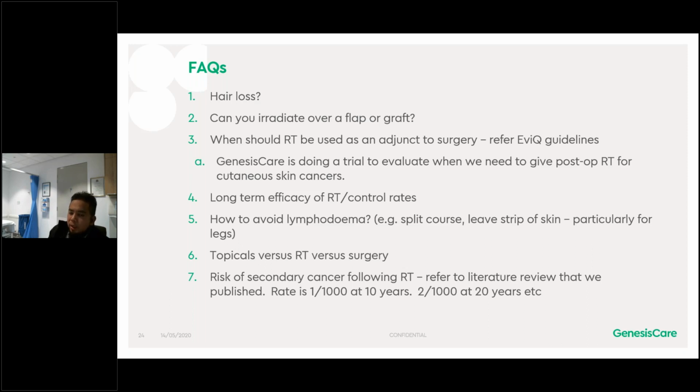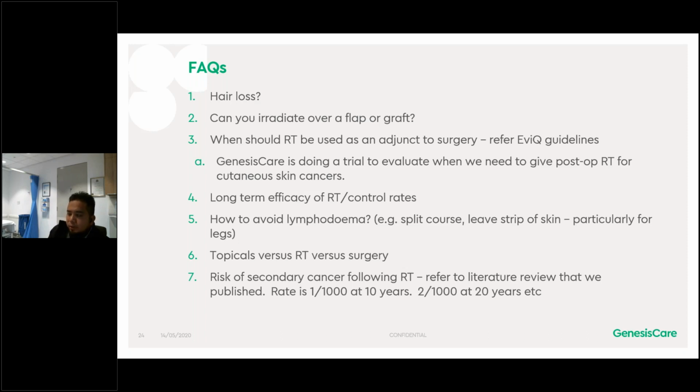Long-term efficacy of radiation therapy and control rates. We talked about that already in that paper that was from Roth and his colleagues in America. I would say more than 90% for most BCCs and SCCs, and higher for the in situ disease.